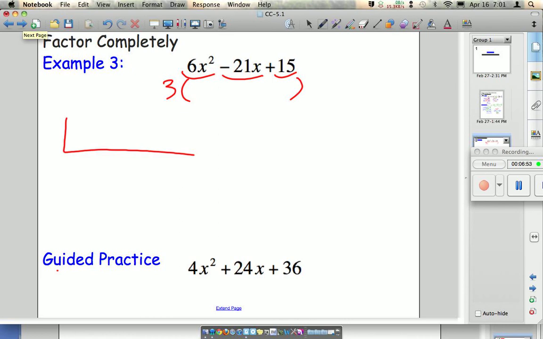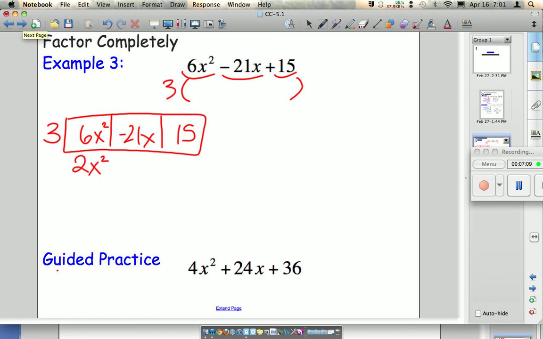So we start with a long and skinny generic rectangle. And we put 3 on the outside because we recognize it's a common factor. And now we fill in the outside: 2x squared, negative 7x, and 5. 3 is a common factor, so we do have to look for that common factor. So this product can be written as 2x squared minus 7x plus 5.